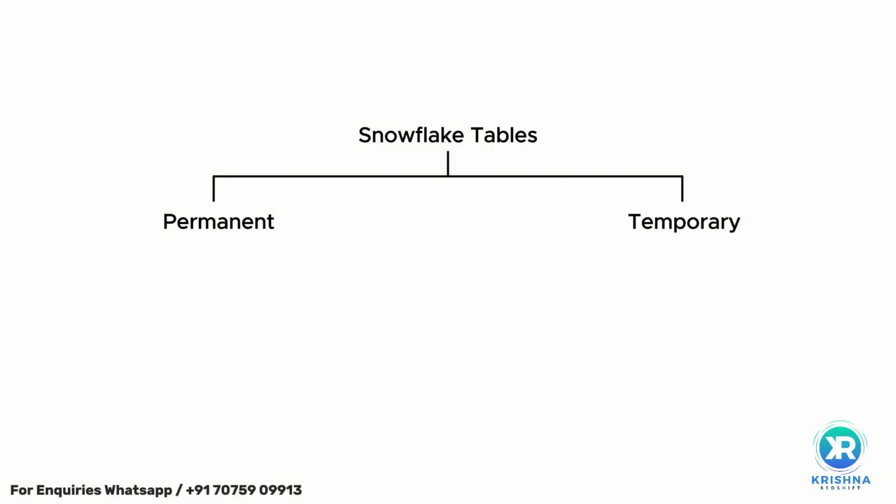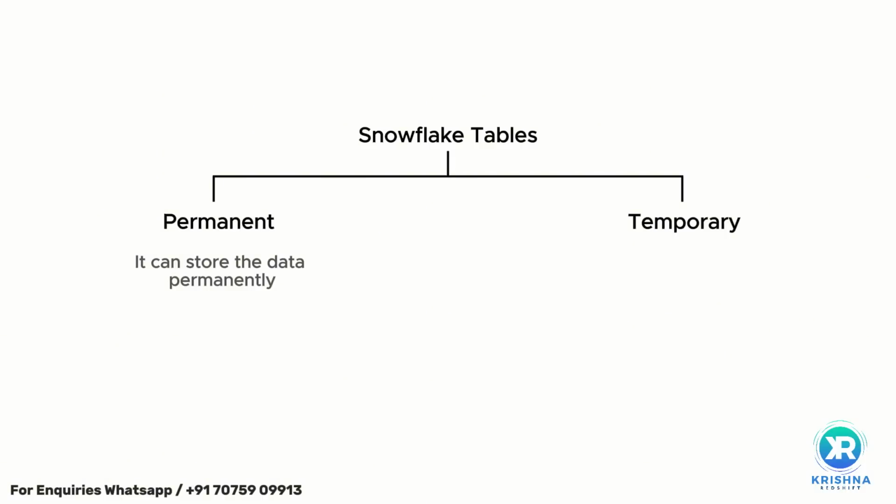So permanent means they can store the data permanently. Once you insert any data, it will be there even if you log off, till you drop the table or delete the data from the table. Till whichever one of these actions you do, the data will be there. Permanent tables means that.